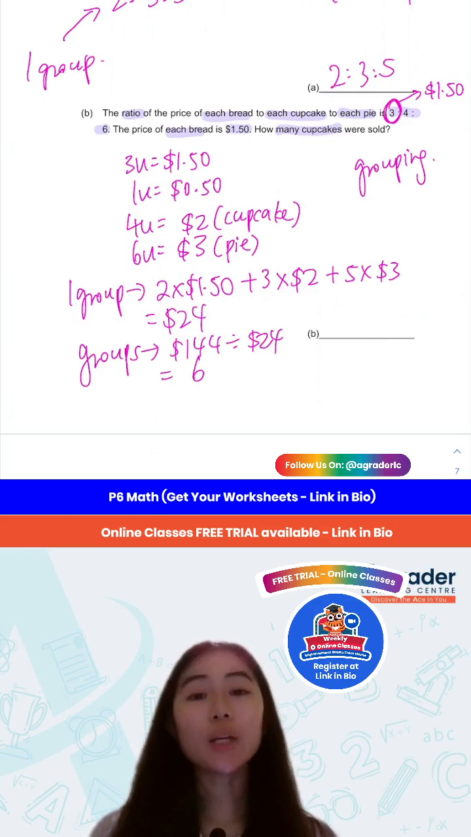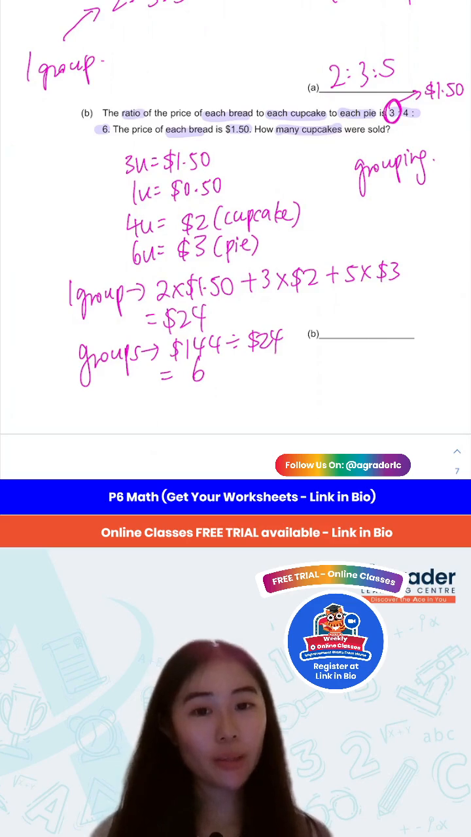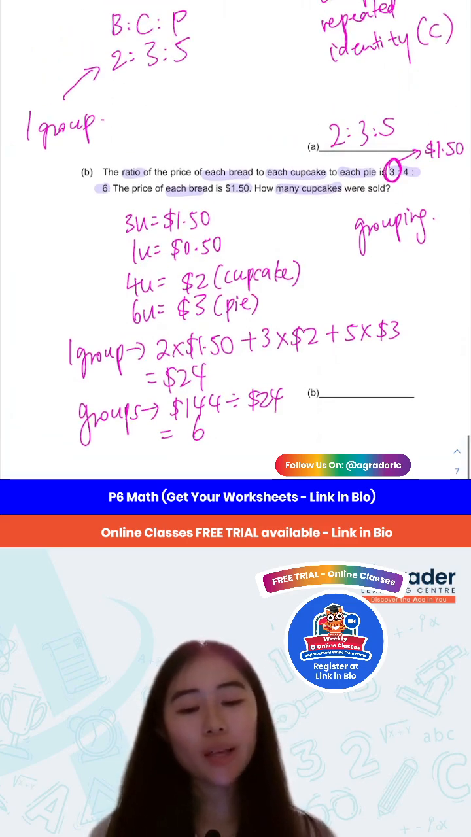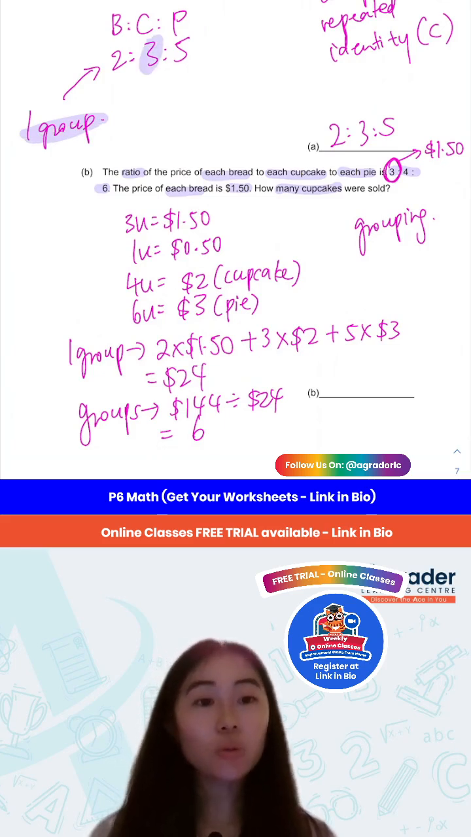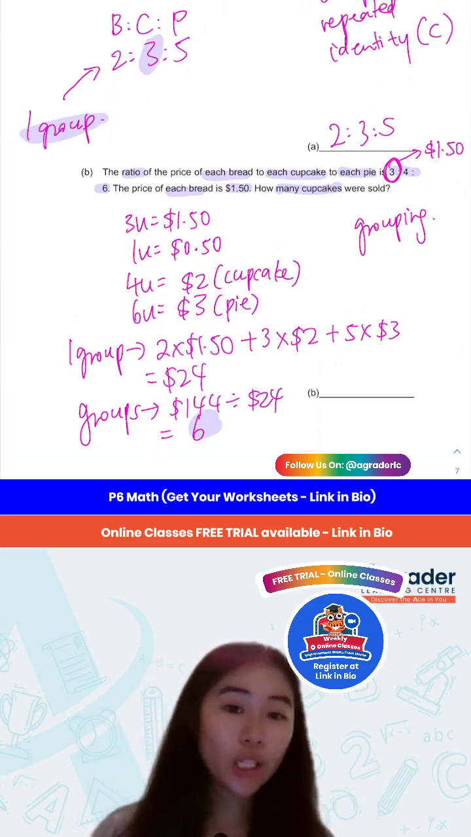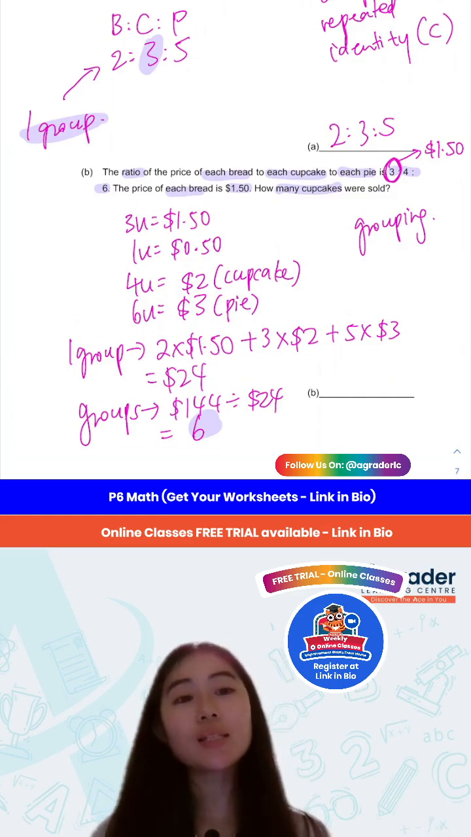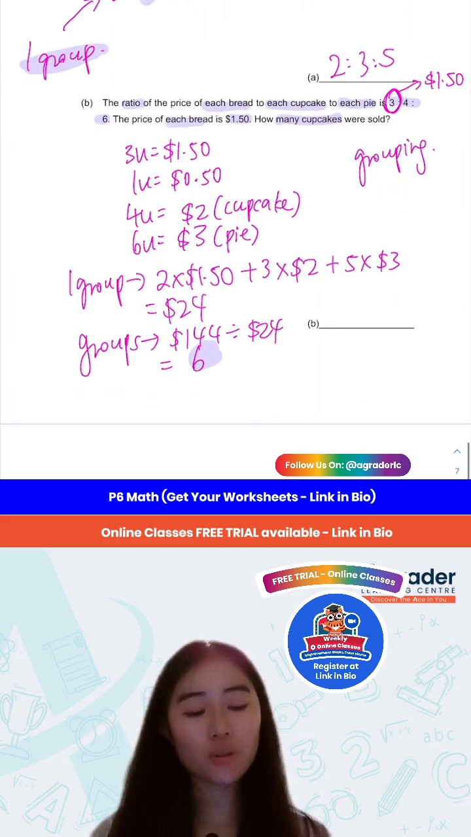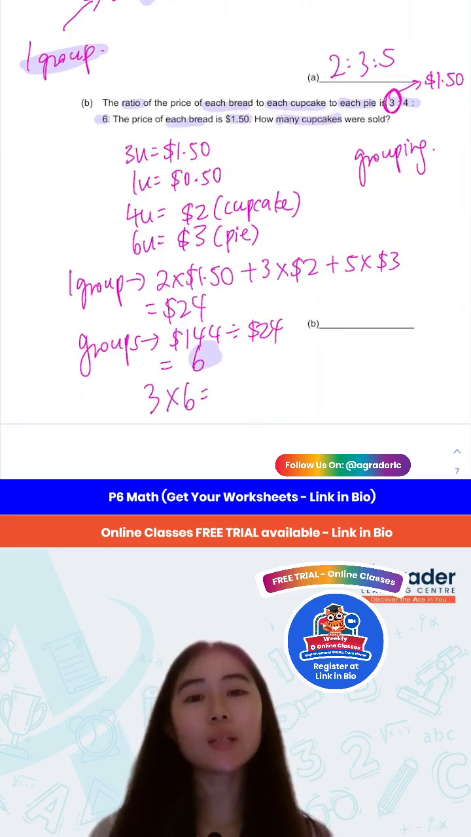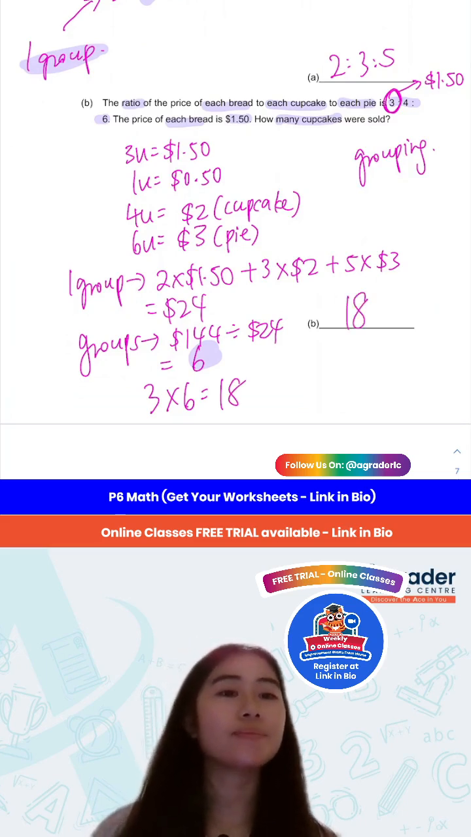Now that you know there are 6 groups, you can find out the number of cupcakes. Remember that one group had 3 cupcakes. So now you know it's 6 groups, right? If one group has 3, 6 groups will have 18 because 3 times 6 is 18. Okay, Molly, yes, you got it. The last step is just 3 times 6. 18 is the answer.